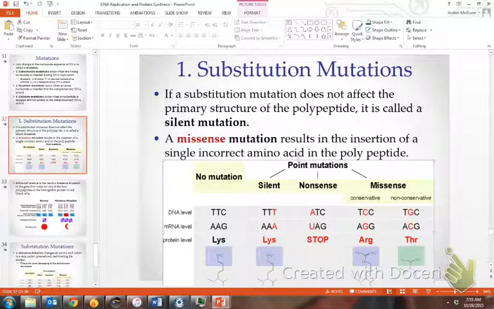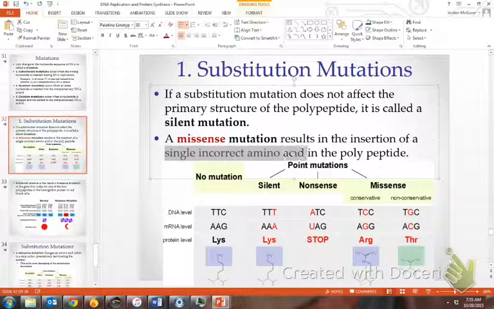A missense results in the insertion of a single incorrect amino acid in the polypeptide chain. Okay, so it does not change the entire structure. Well, I guess it would change the entire structure, but it doesn't screw everything up after this. It only changes that single amino acid. For example, instead of TTC, which is what it was supposed to be there, it becomes TCC. And so we substitute a different amino acid, because remember, again, this is all a kind of substitution. We get a GG when we copy that down, and then that codes for arginine, not lysine like it's supposed to.